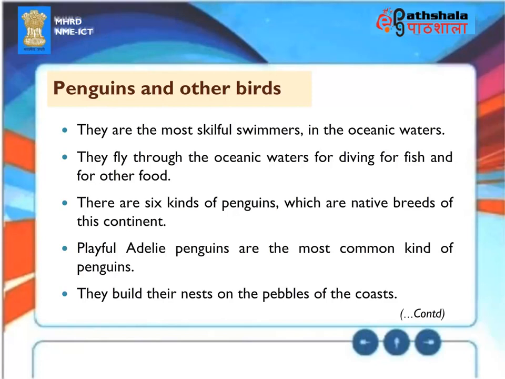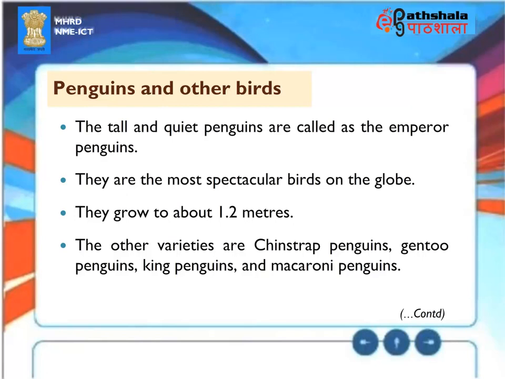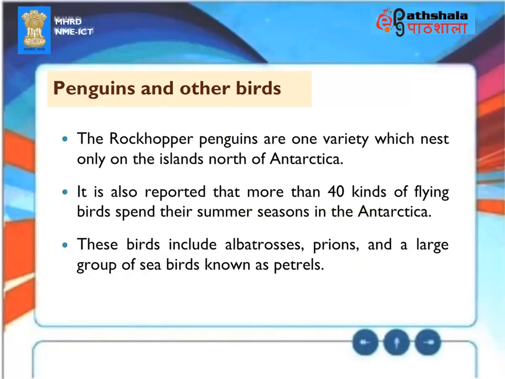There are 6 kinds of penguins which are native breeds of this continent. Playful Adelie penguins are the most common kind of penguins. They build their nests on the pebbles of the coasts. The tall and quiet penguins are called emperor penguins. They are the most spectacular birds on the globe. They grow to about 1.2 meters. The other varieties are chinstrap penguins, gentoo penguins, king penguins, and macaroni penguins. The rockhopper penguins are one variety which nest only on the islands north of Antarctica.